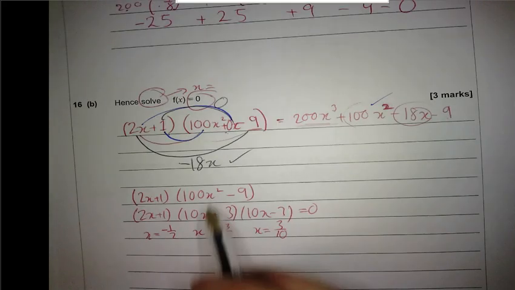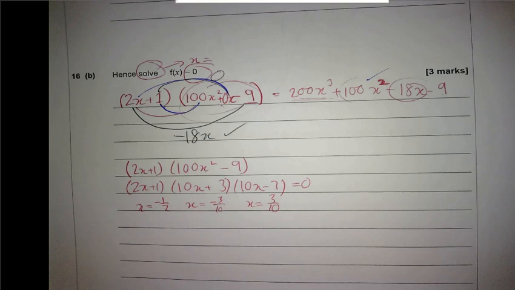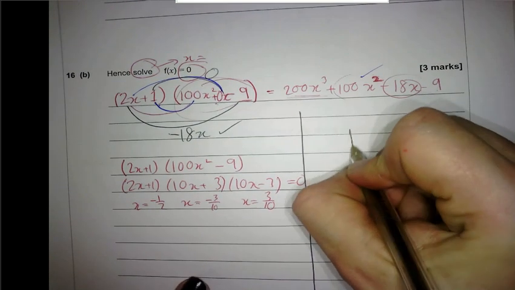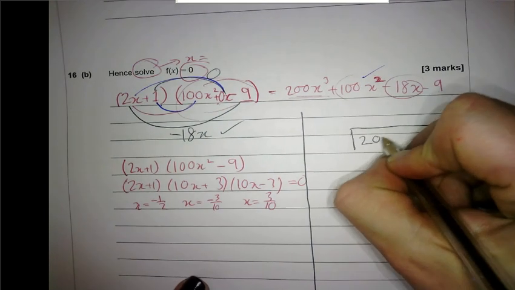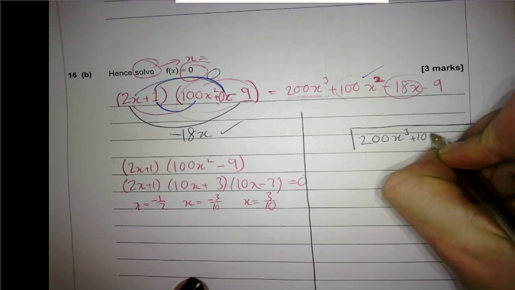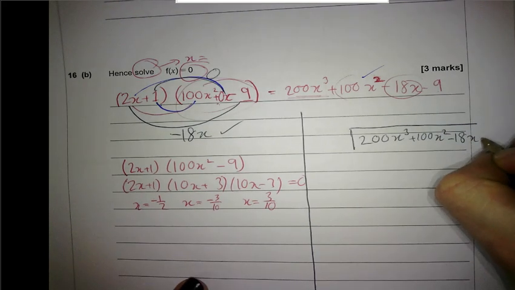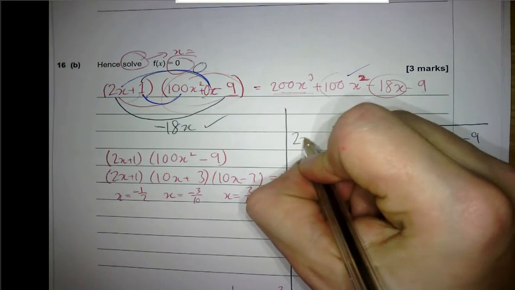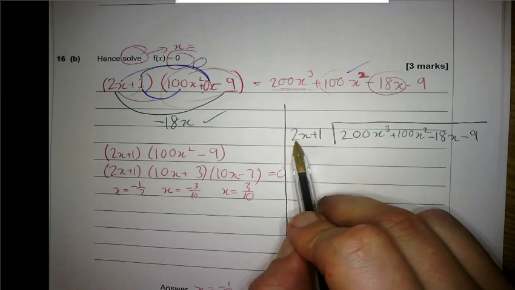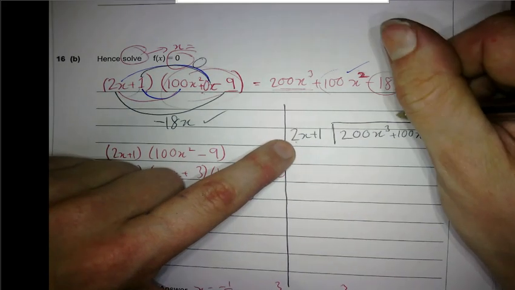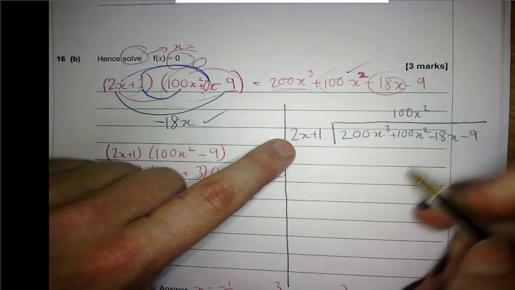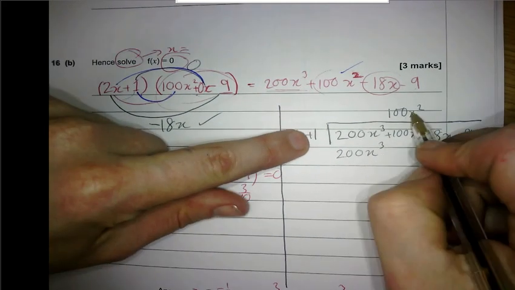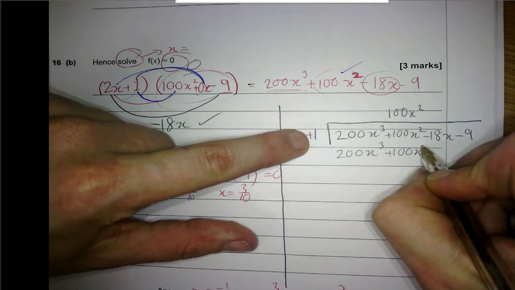I'm just going to show you the other way that you can get this bracket using polynomial long division, which I know some of you prefer, so I'll do that over here. So I'm going to divide 200x cubed plus 100x squared minus 18x minus 9, my polynomial, by my binomial, by 2x plus 1. So 200x cubed divided by 2x gives me 100x squared. Multiply 100x squared times 2x is 200x cubed. 100x squared times 1 is 100x squared.